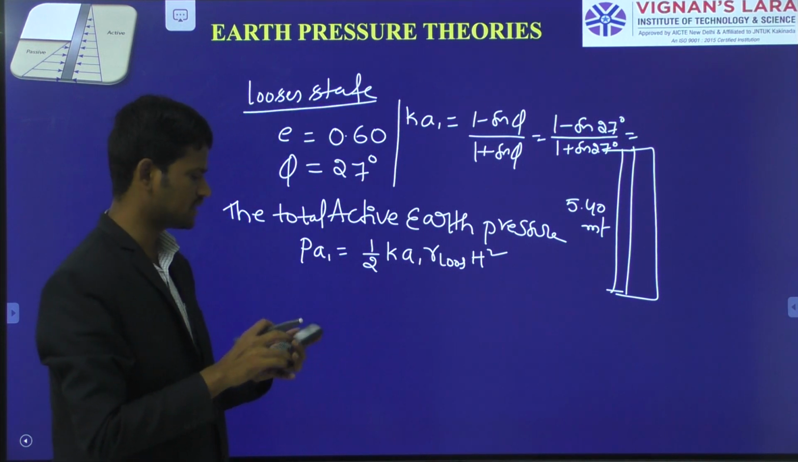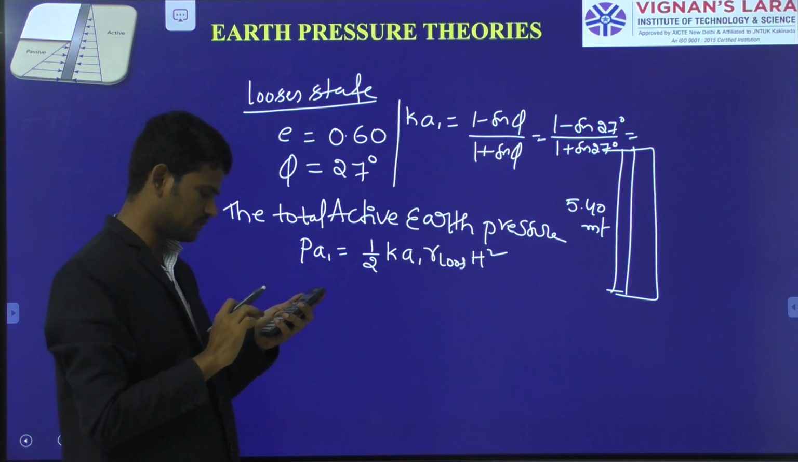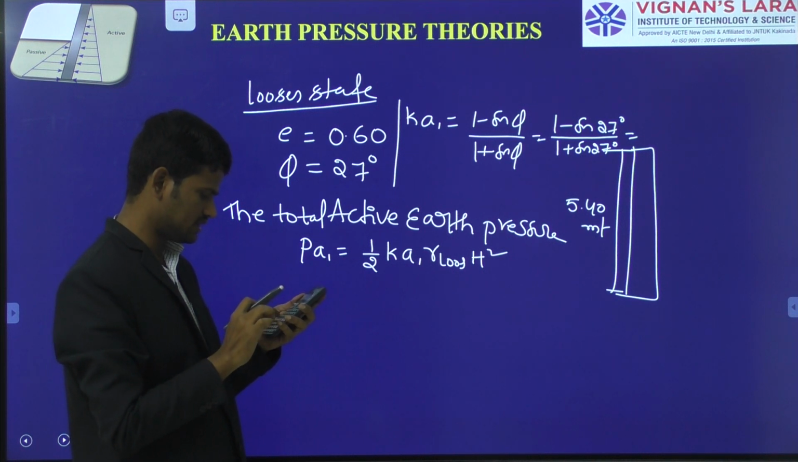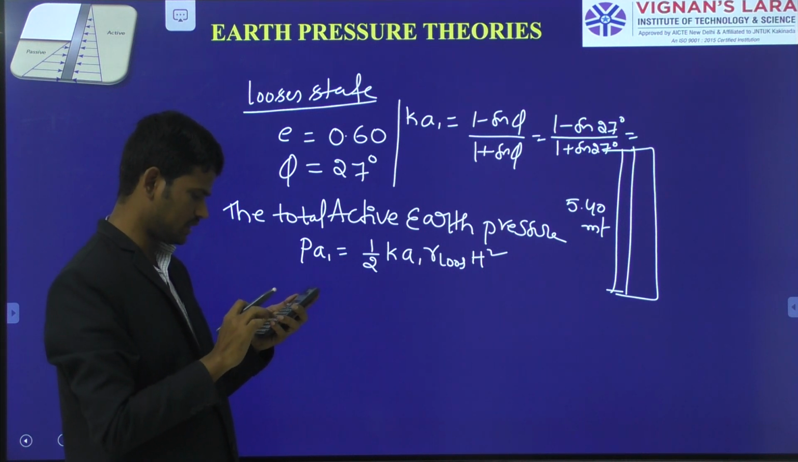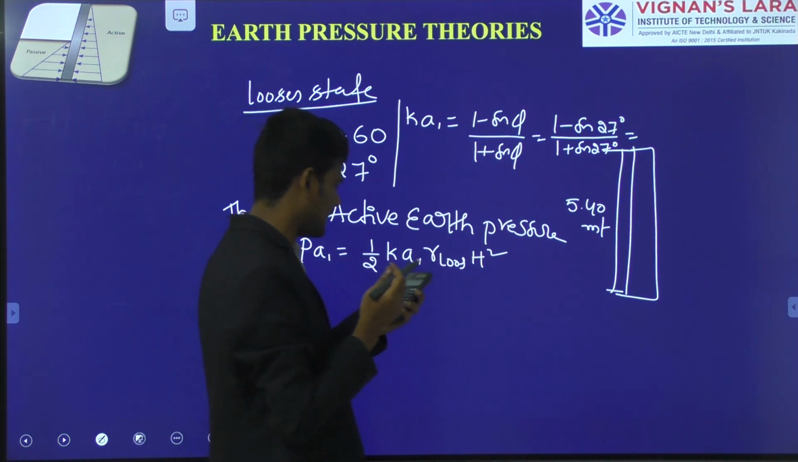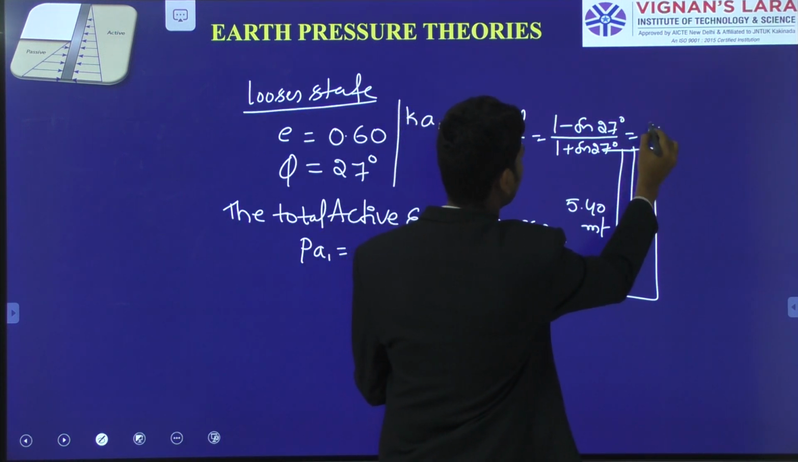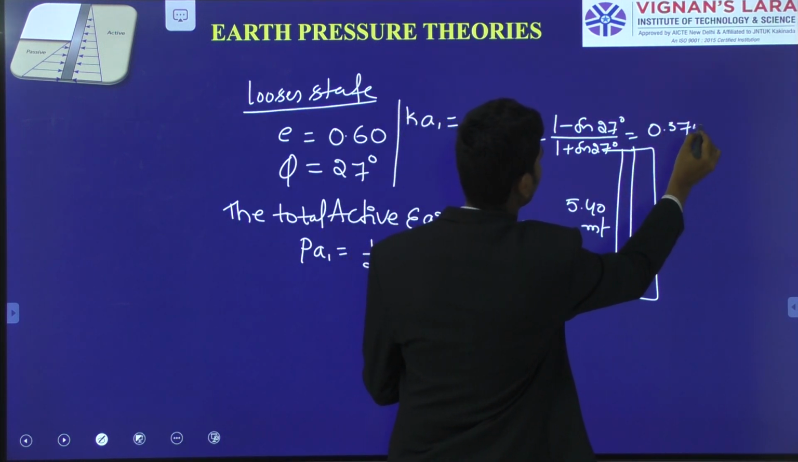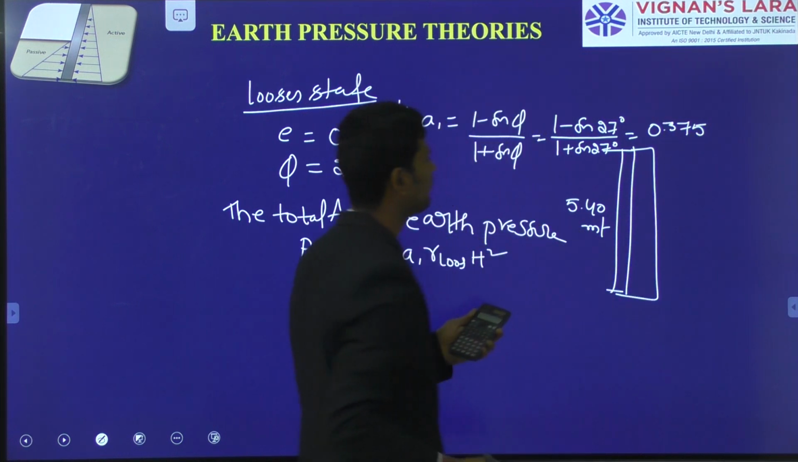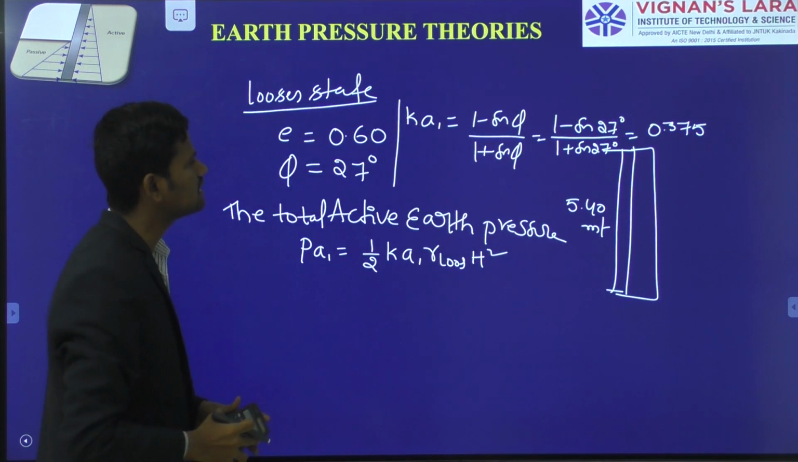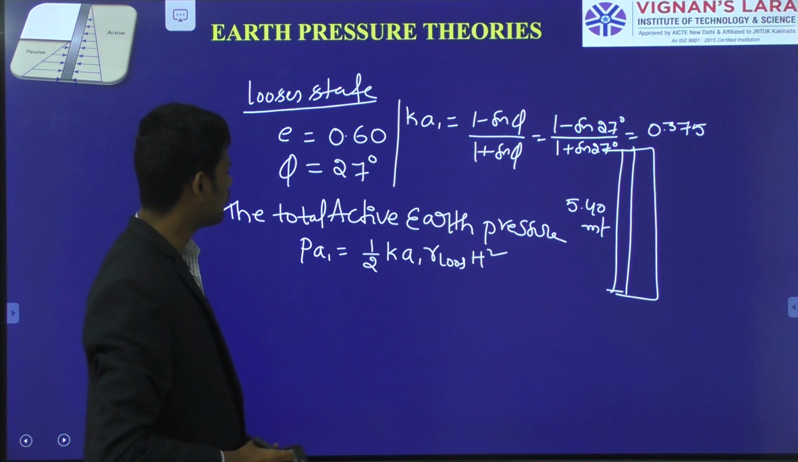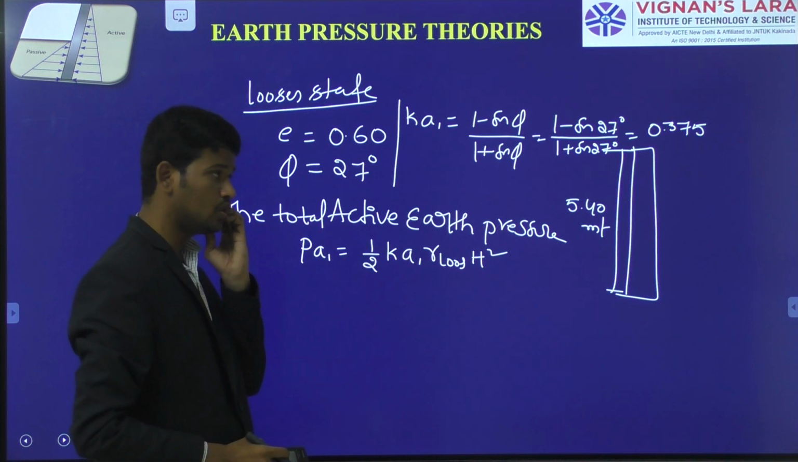That is the coefficient of earth pressure in loose state. That means 1 minus sin 27 degrees divided by 1 plus sin 27 degrees. I am getting this KA1 value as 0.375. Next, I want to calculate this gamma loose value.